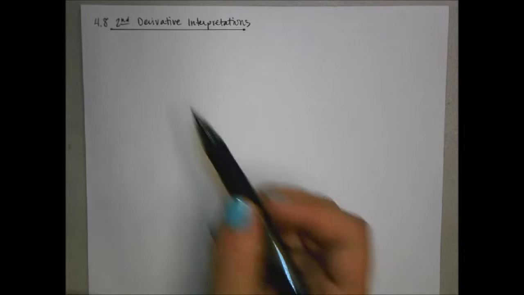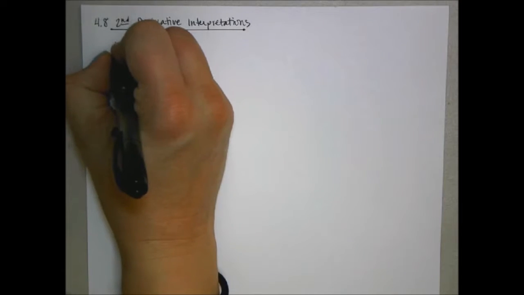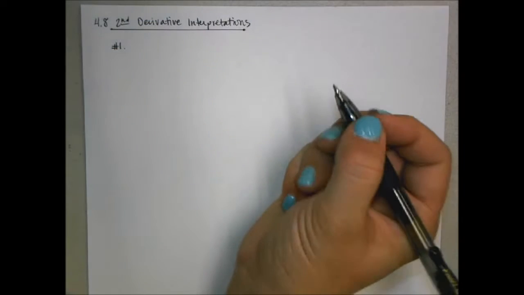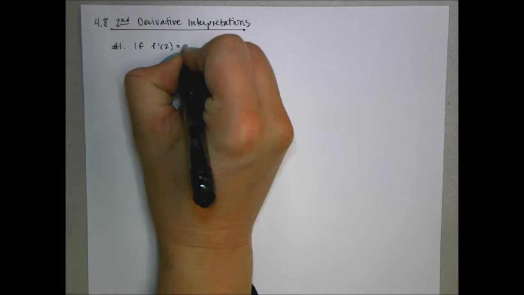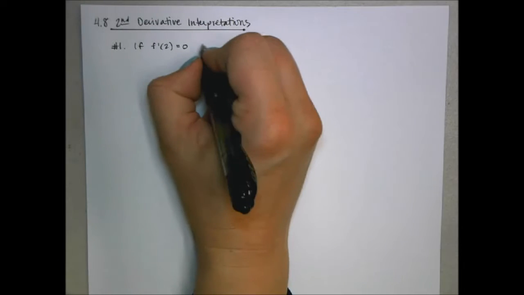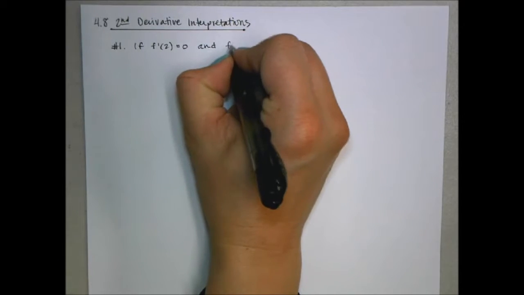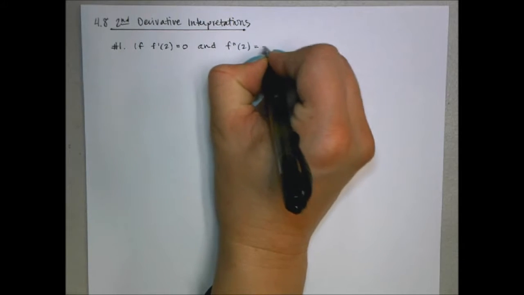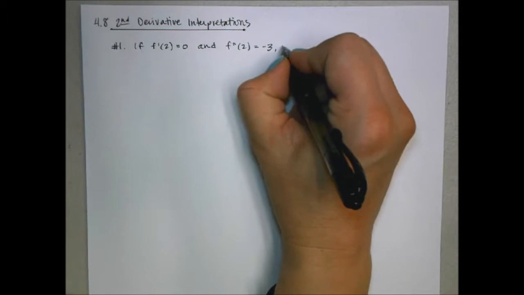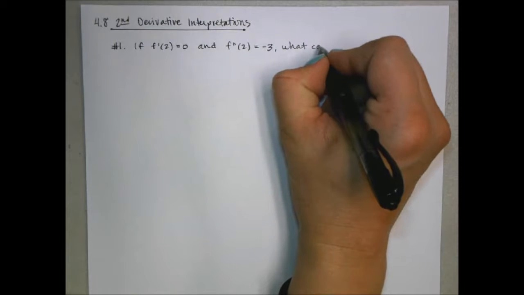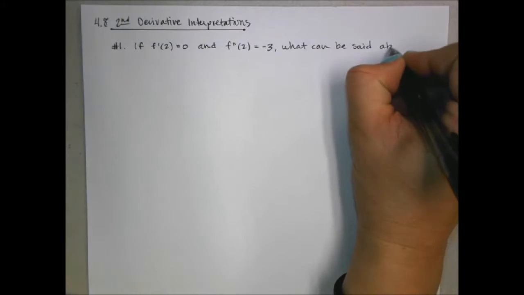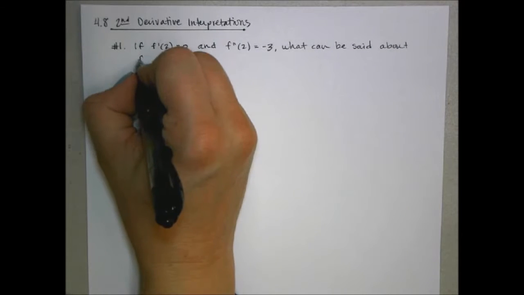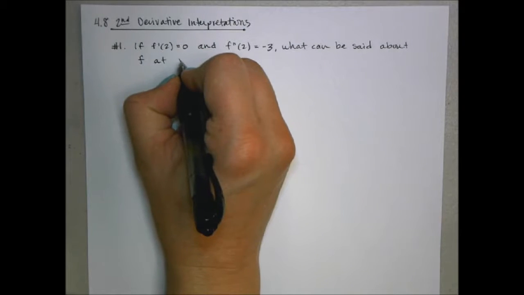4.8 is on second derivative interpretations. We're going to do a little bit more of what we did in the last objective. If f prime of 2 is 0 and f double prime of 2 is negative 3, what can be said about function f at 2?